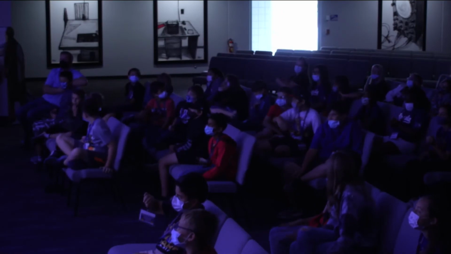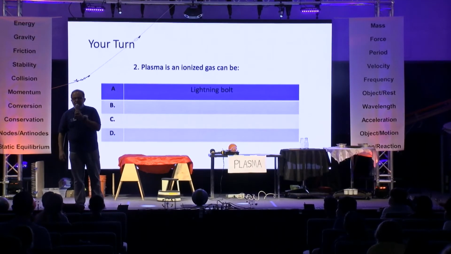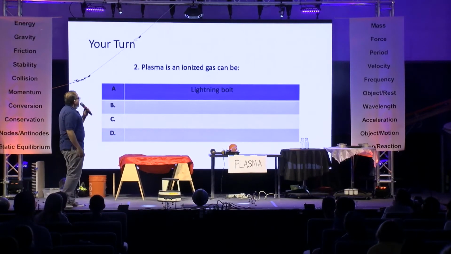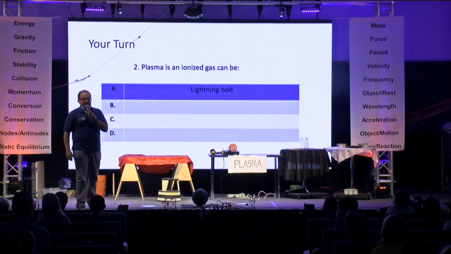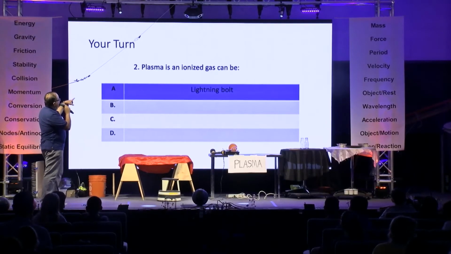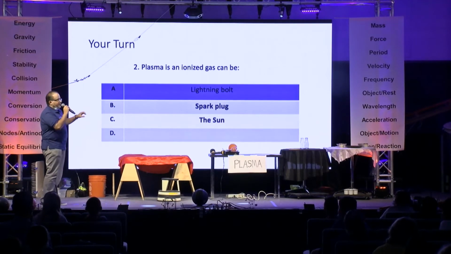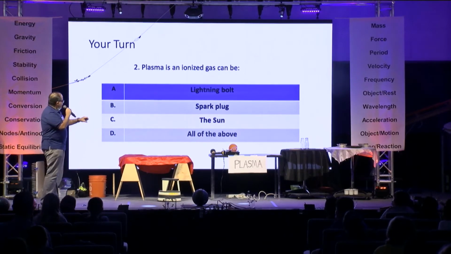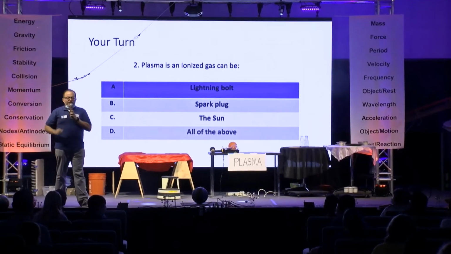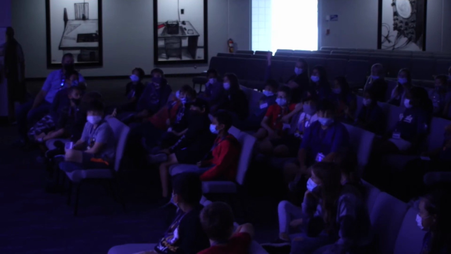Okay, we got one more question to test your knowledge. And teachers, this is going to be on their participation grade today. No, it's not. You're not getting graded. Anyway, plasma. We talked about plasma. Plasma is a wonderful state of matter, right? It really matters. So A, plasma is an ionized gas that can be a lightning bolt, a spark plug, the sun, or all of the above. All right. So what can plasma be? Who thinks it's A? Who thinks it's B? Who thinks it's C? Who thinks it's D?